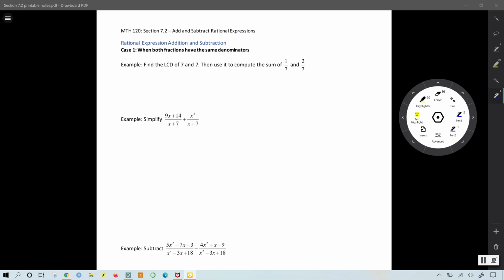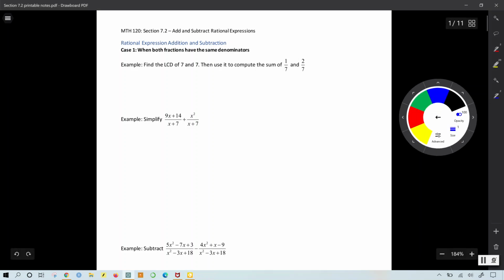In this video, we're going to learn how to add and subtract rational expressions. We begin with a case where both rational expressions, or rational functions, or rational fractions, have the same denominators.